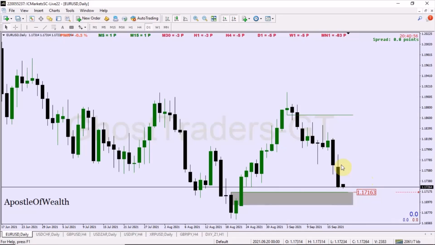Okay, so this is what we have at this level. We are looking at Euro USD daily time frame. What we're going to be looking for is price getting to this level of our order block here, and I've indicated 50% of our order block. So what we want to see here is price showing willingness to go up.